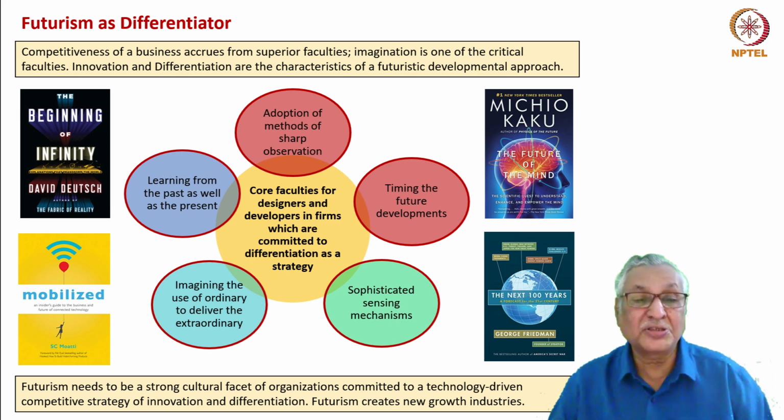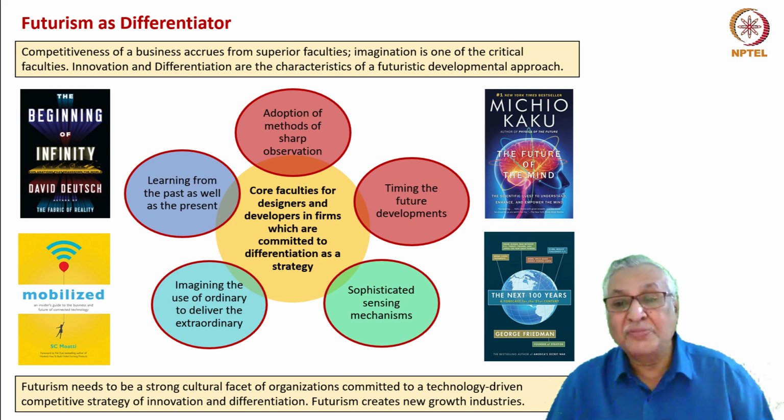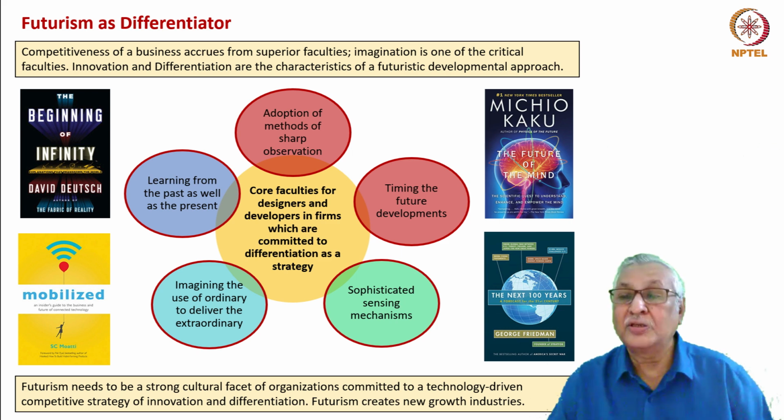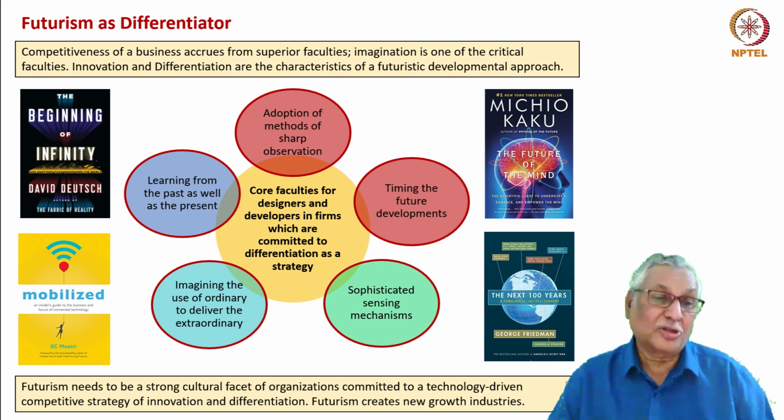First, learning from the past as well as the present. Two, adoption of methods of sharp observation, timing the future developments, sophisticated sensing mechanisms, and imagining the use of ordinary to deliver the extraordinary. There have been books written by extraordinary authors related to futurism. The Beginning of Infinity, The Future of the Mind, Mobilized, and The Next 100 Years are some of the books by the authors of repute in futurism.